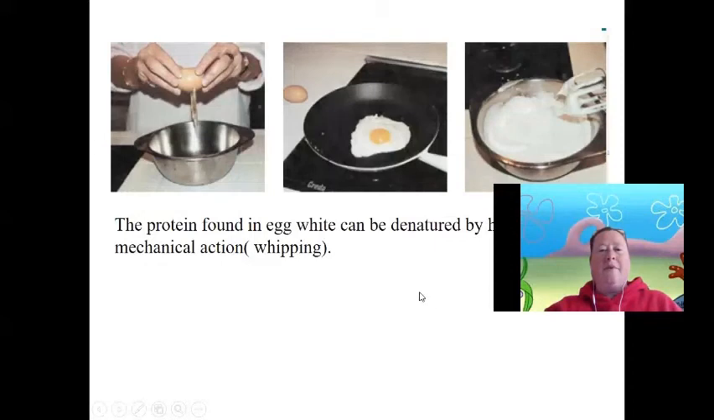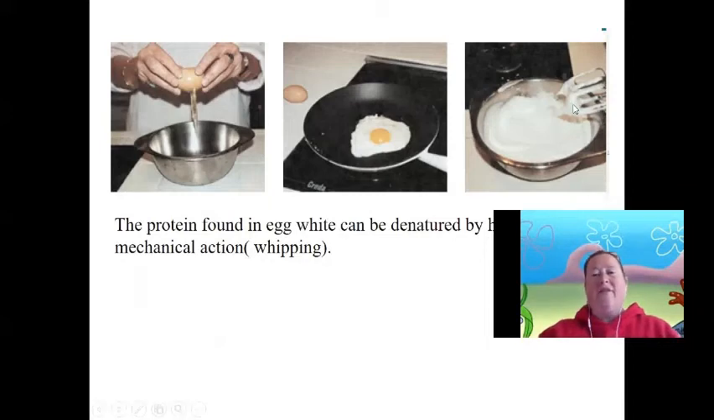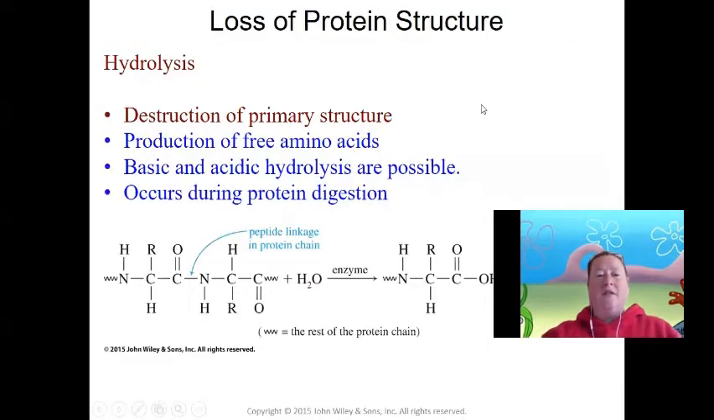So here's an example of how we use this to our advantage. The proteins within an egg, when we cook them, become denatured, and that's why the structure of the cooked egg looks much different than that. When we take egg whites and we whip them into a froth like this, that is an example of a mechanical action that is denaturing those proteins to give us a very desired product.